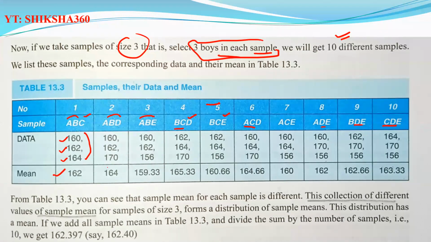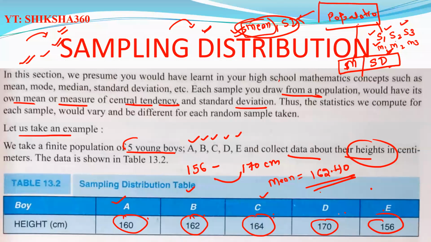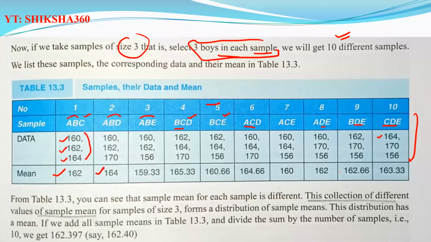Similarly, we will do it this way for all the elements. So 164 is the height of C. We just take the value. 170 is the height of D, and 156 is the height of E.